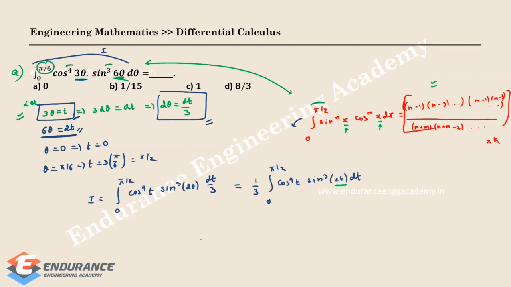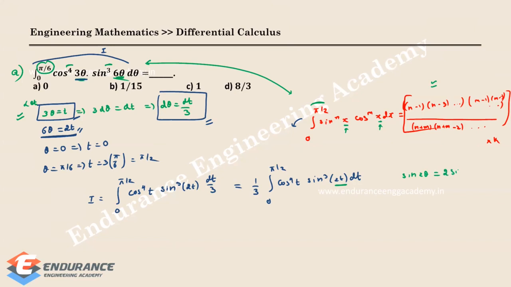In place of sine 6 theta, I have 2t here. Still, there was something left out. So what can I do? Any ideas? Sine 2 theta formula, sir. Sine 2 theta formula. Exactly. What is sine 2 theta?